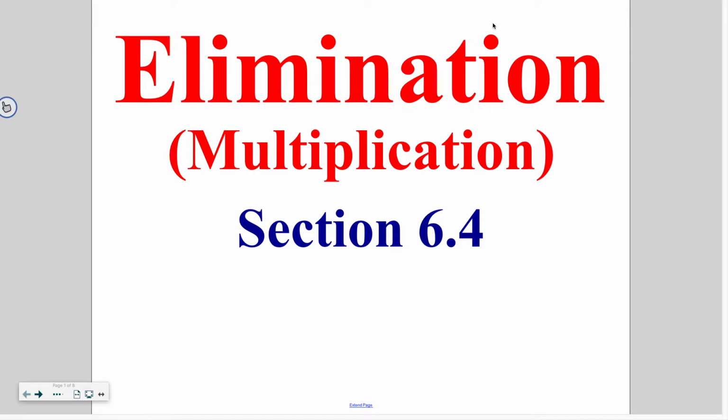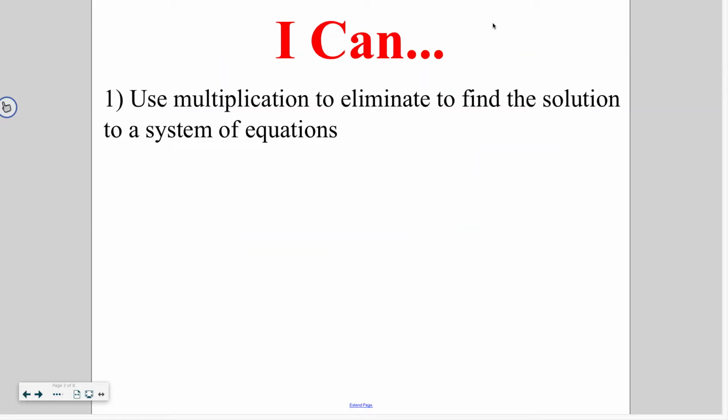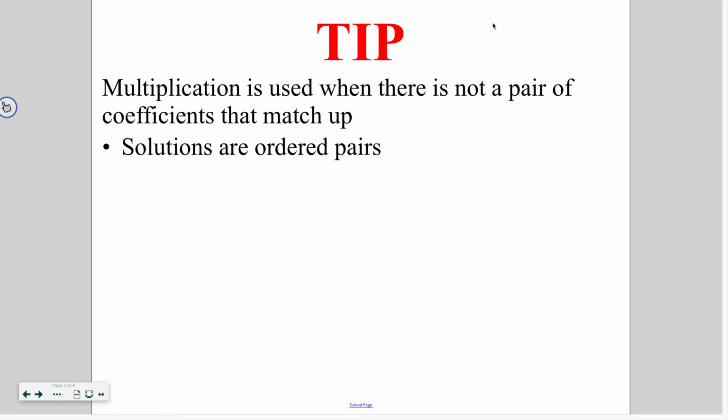Hello class, today we're going to talk about section 6.4, which is elimination, but we are adding multiplication in today. So by the end of today's lesson, you will still be using elimination, but you will be throwing multiplication in there as well. The reason that we use multiplication is when there is a pair of coefficients that do not match up. So in yesterday's lesson, we always had two matching variables, whether they were the exact same or one was positive and one was negative. But today they won't match, and we're going to need to use multiplication to help them match.